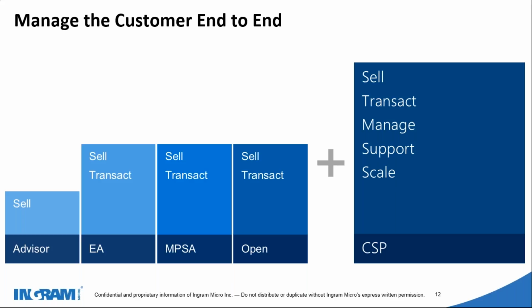When you sell under advisor, you're just making an advisory stand and directing your end customer to Microsoft, telling them Microsoft is going to take care of the payments and you're just advising the end customer. So you're not owning that relationship. In Open, you sell and transact. So you own the billing, but you still somehow do not have customer ownership.